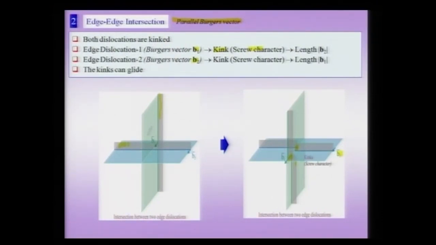And you can see that this kink is parallel to B2, the green kink on the green line, and the kink on the blue line is parallel to B1. And this second kink is also of screw character, because it is again parallel to the vector B2. So, you have two kinks being produced when two edge dislocations intersect with each other, and both the kinks are of screw character, and these kinks can glide on their respective slip planes.